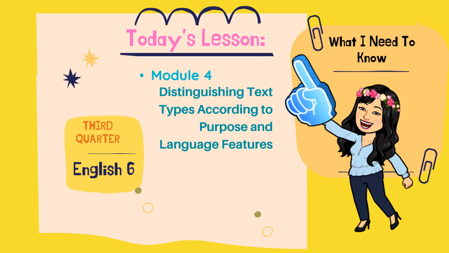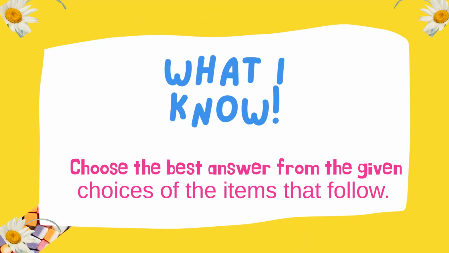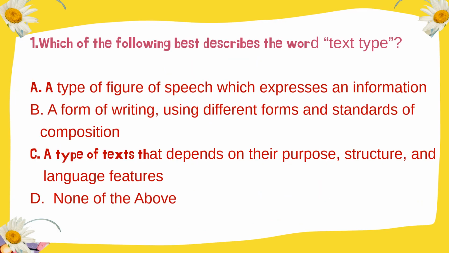For today, we will be learning Module 4, Distinguishing Text Types According to Purpose and Language Features. We will be learning Distinguishing Text Type According to Purpose and Language Features enumeration. I want you to choose the best answer from the given choices of the items that follow. Which of the following best describes the word text type?